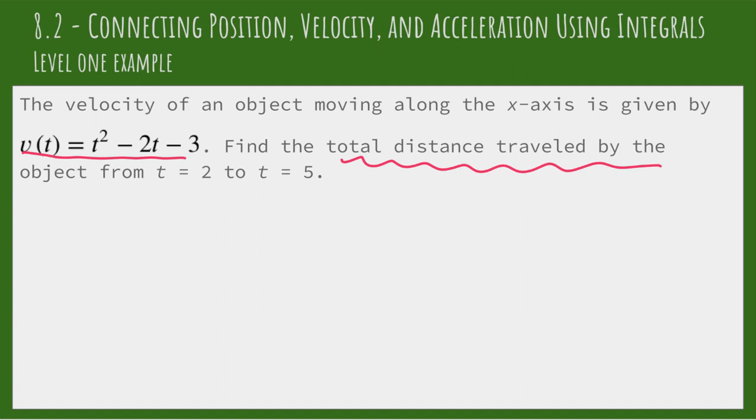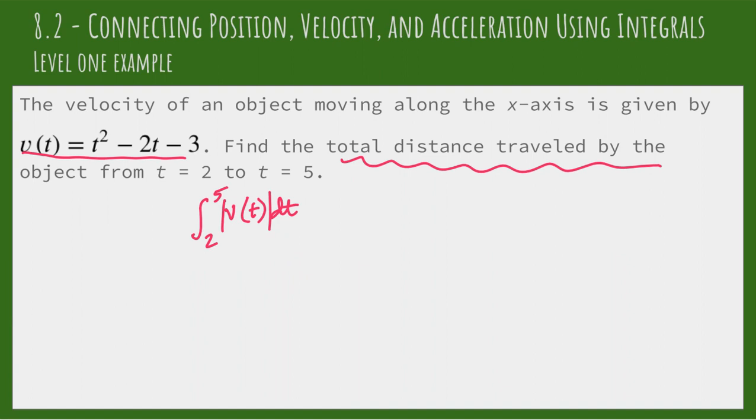What we have to keep in mind here with total distance traveled is that we can't simply integrate the velocity from 2 to 5 because this right here gives us displacement. And so if we have any direction changes, if the object changes from moving to the right to moving to the left at some time, or from the left to the right, then this is going to be wrong because the motion in opposite directions is going to cancel each other out instead of adding. So total distance traveled, we need to integrate the absolute value of velocity.